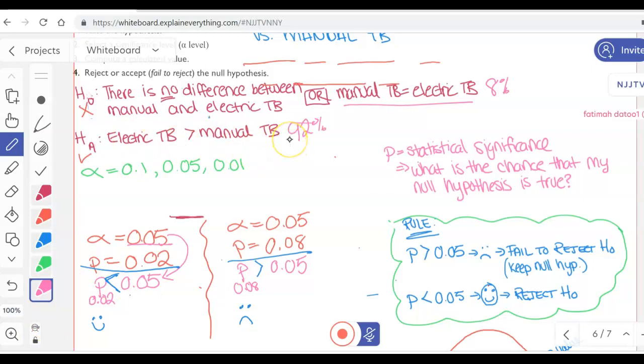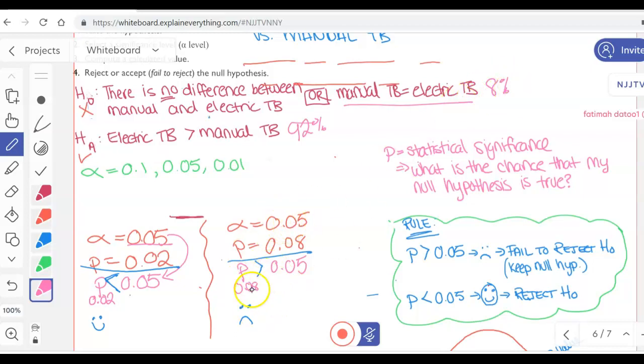Now let's look at this. In our eyes, as a researcher, I might say, oh, that's pretty good. 92% is pretty good. I mean, I'd be happy with that. I'd be happy to conclude that the electric toothbrush is better than the manual toothbrush. But the researcher is not happy because their cutoff was 0.05. Their cutoff was 5%. If any number is higher than 5% or 0.05, then that is considered bad.